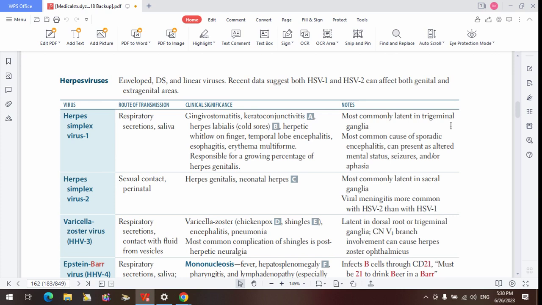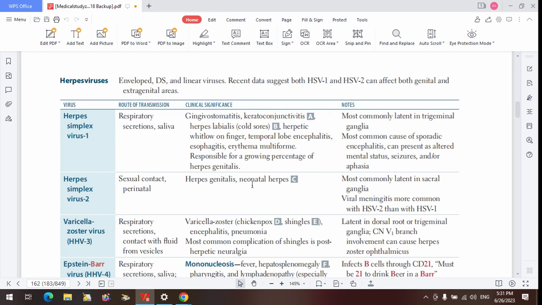And we said the secondary infection for herpes simplex type 1 is what? If it comes out again, what does it cause? No. When it becomes reactivated, it will cause herpes labialis, something on the vermilion border. Herpes labialis. Cold sores.